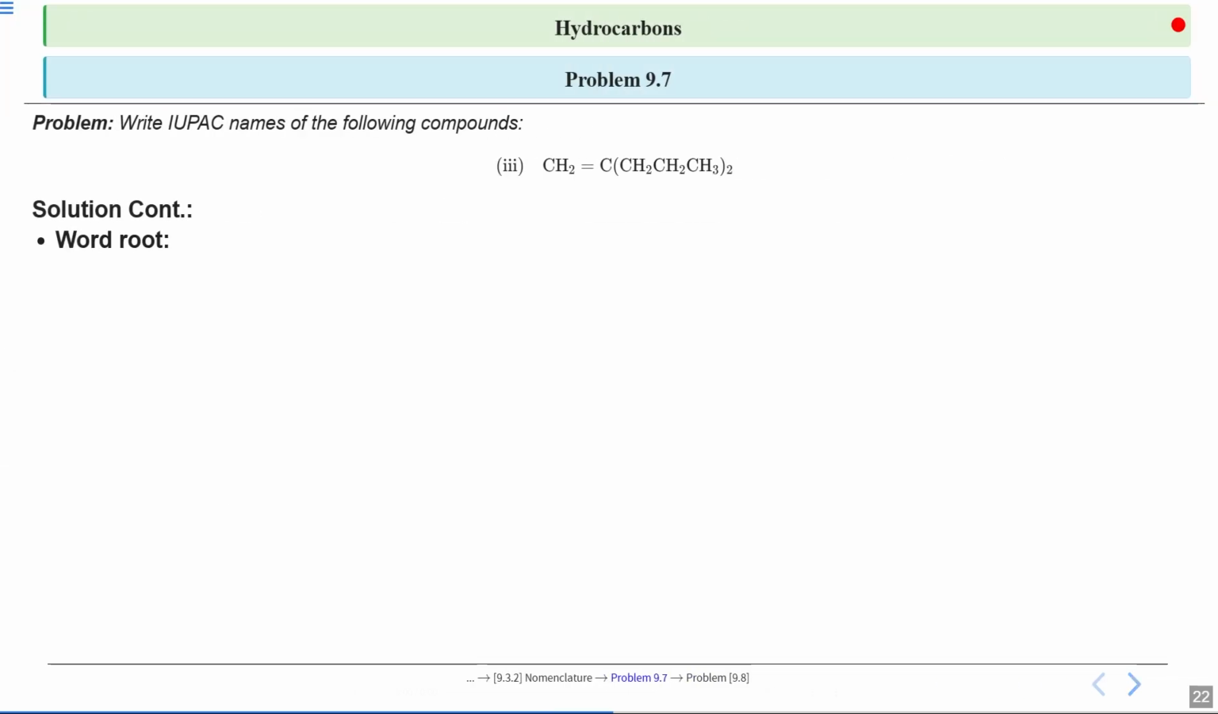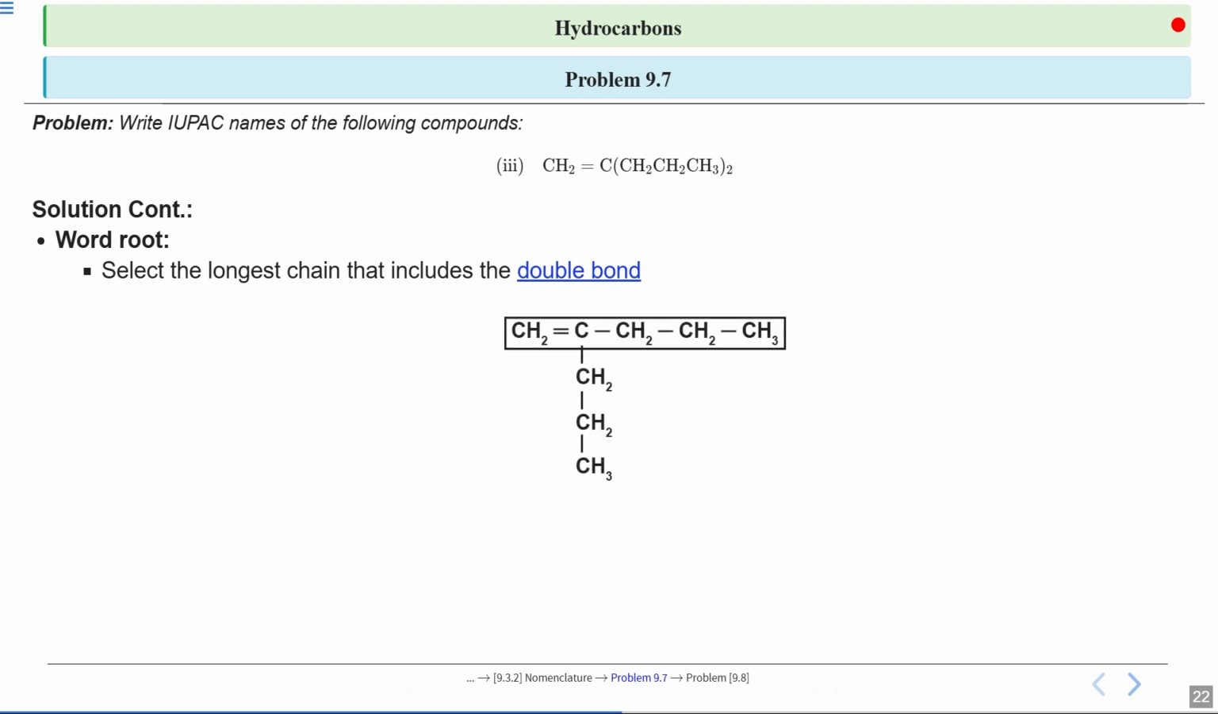Next we have the word root. You have to decide the longest carbon chain that contains the double bond. This is important because the presence of a double bond affects the naming of the compound, indicating unsaturation. Now, if you select the longest chain, you will see that this is the longest chain possible, which is being squared here. What is the counting of the carbon? It is 5, so the word root is pent.